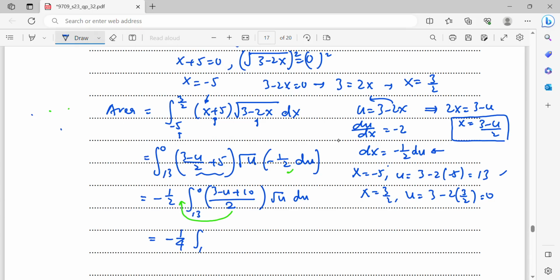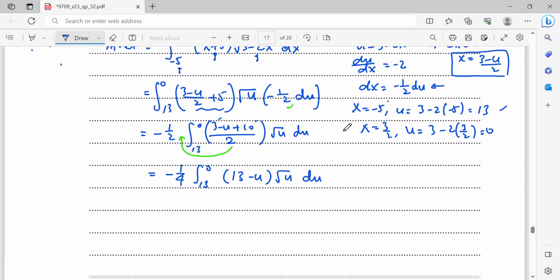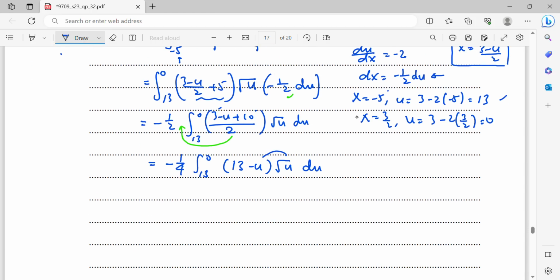Then integrate from 13 to 0. So 3 plus 10 will be 13, then minus u, multiplied with square root u, du. So this is the simplest form before we integrate. Now after that, you have to multiply in the square root u. For your information, square root u is u to the power half. So I will change to 13u to the power half minus u to the power 1 times u to the power half. So u to the power half times u to the power 1 is basically u to the power half plus 1, which gives u to the power 3 over 2. So I get u to the power 3 over 2 du.